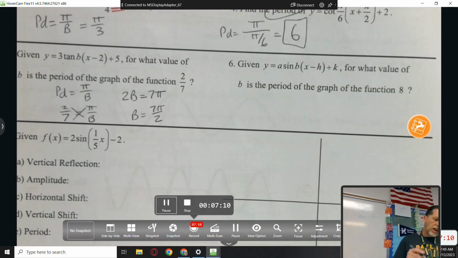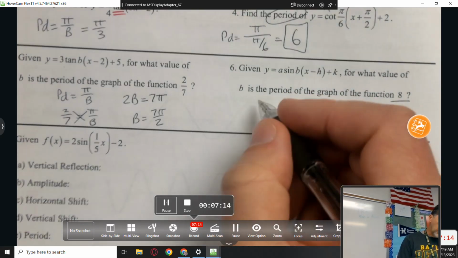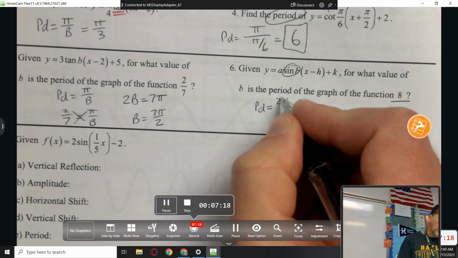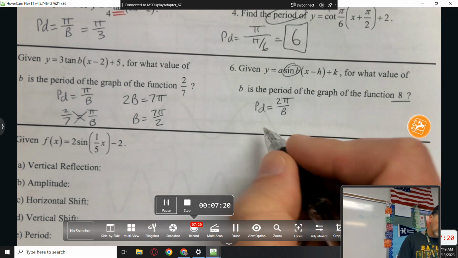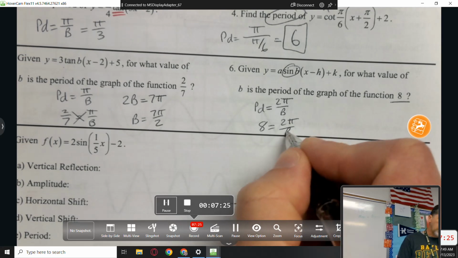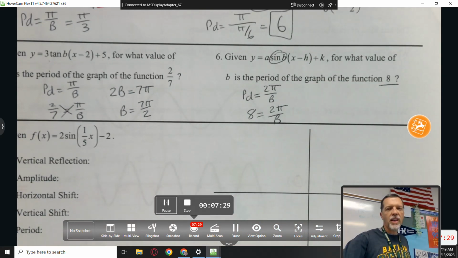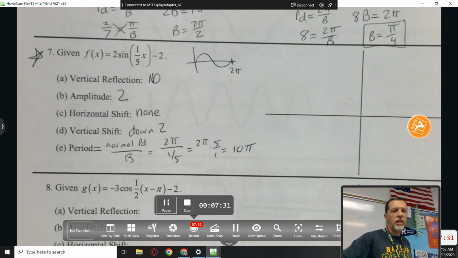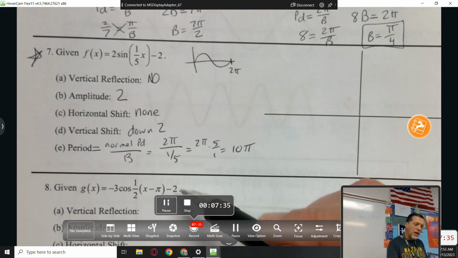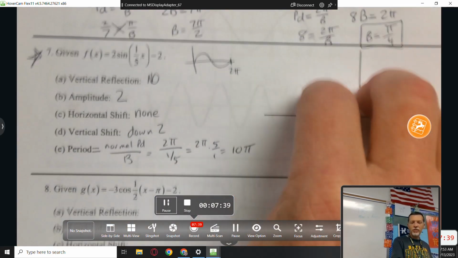Number 6, same type question. The period is 8. What is b? We got sine, so we're back to 2 pi over b. So 8 equals 2 pi over b. I'll let you algebra experts mess around with that and see if you can figure out what b is. So there's our information. Now we have to translate all of that information onto our graph.